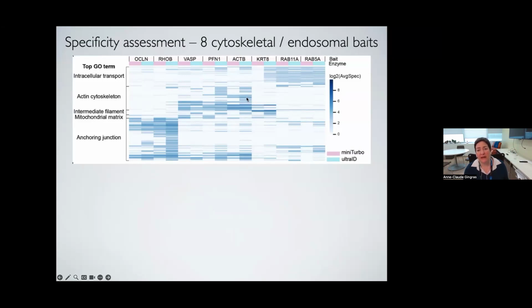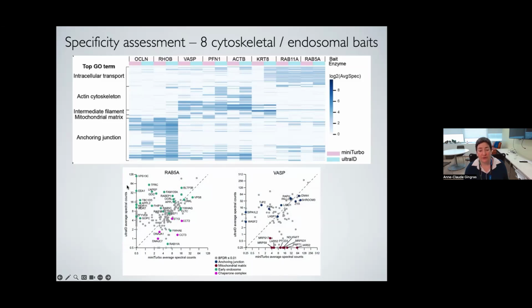But in many cases, we have a different and in many cases a better labeling with Ultra ID compared to Mini Turbo. And when we look at the specificity, what we notice is even in the ones such as RAB5, where the labeling was fairly similar, Ultra ID seemed to recover more specific prey, while Mini Turbo recovered chaperonin. And this was even more pronounced in the case of some of the cytoskeletal baits, such as VASP1 here, but also PFN1, where the Ultra ID specific proteins were actually mislocalized to the mitochondria.